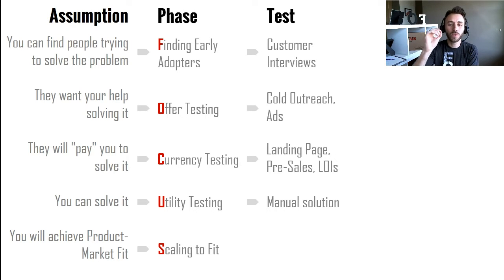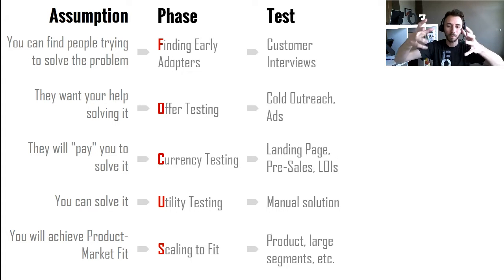Finally, once you've actually solved the problem manually, then you move on to scaling. Now is the time you start building software. Now is the time you start building robots to go and replace you. And now is the time you start reaching out to second and third marketing channels, and then your second and third customer segments.